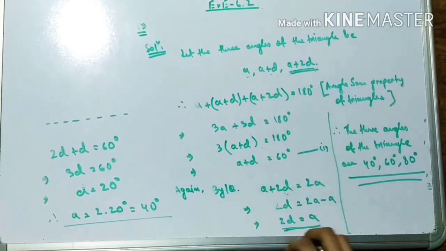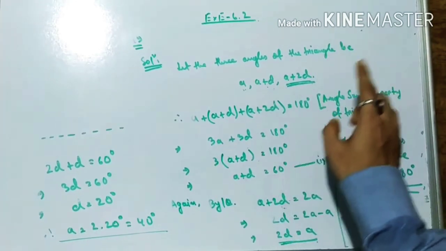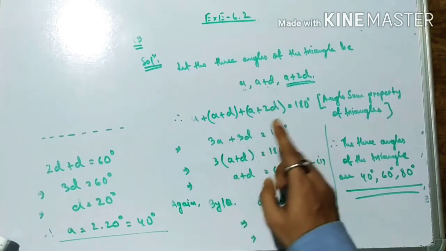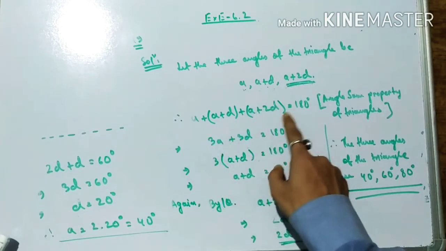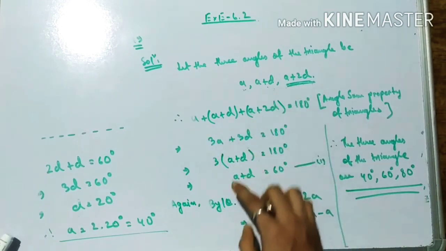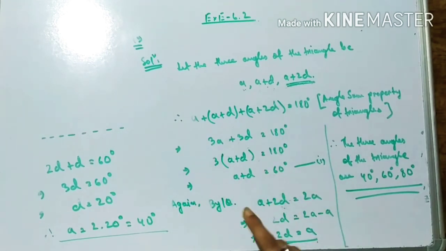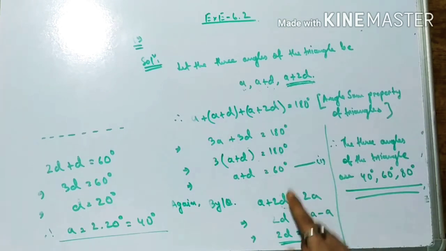are in AP. So therefore I will take, let the three angles of the triangle be A, A plus D, A plus twice D. Now by angle sum property we know that if I add these three angles I will get 180 degrees. From there I will get A plus D is equals to 60. Again, another thing given in the question is that the measure of the biggest angle is twice the measure of the smallest angle.